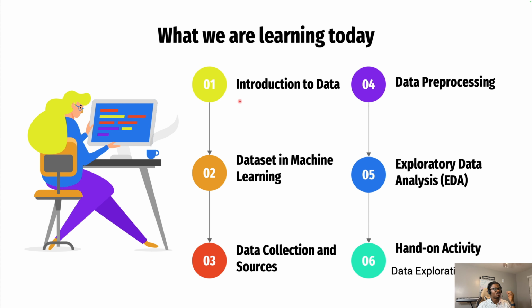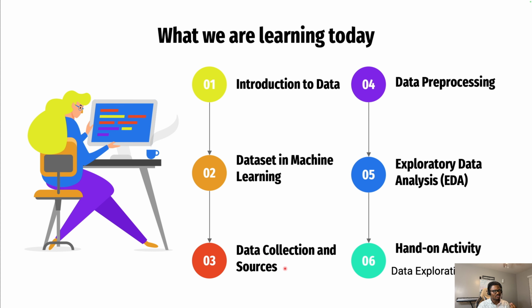All right, so the first thing that we're going to be doing is a general introduction to data, like what is data. Then we're going to be looking at the data set in machine learning, right? The difference between data and data set, and how we use data set in machine learning, because we say that in machine learning everything that we do is around data, because the machine that wants to learn needs data. Okay, so that's what they call data set.